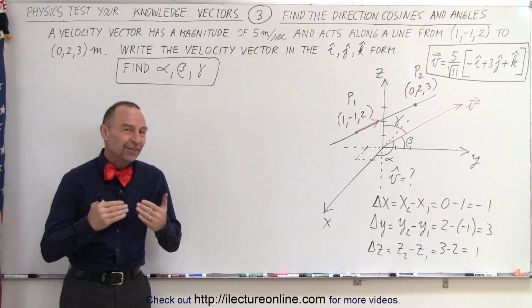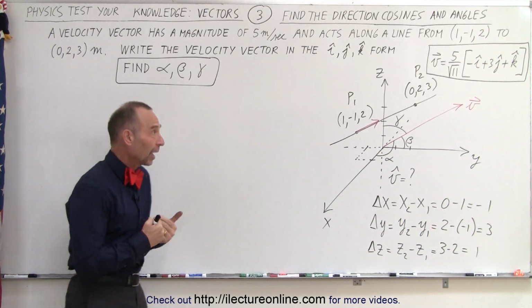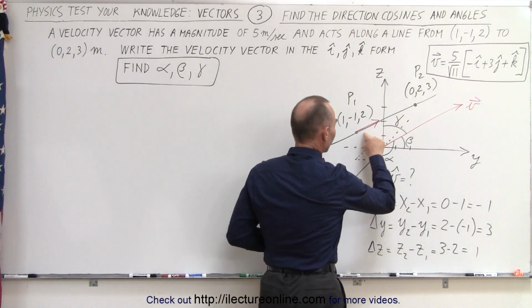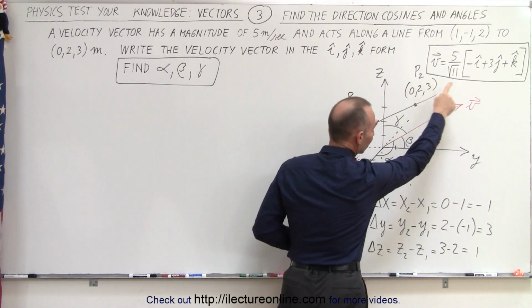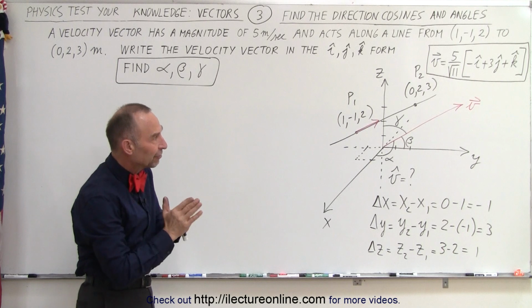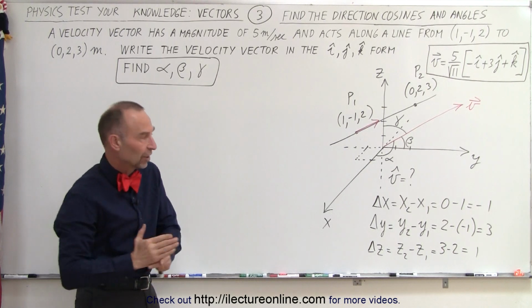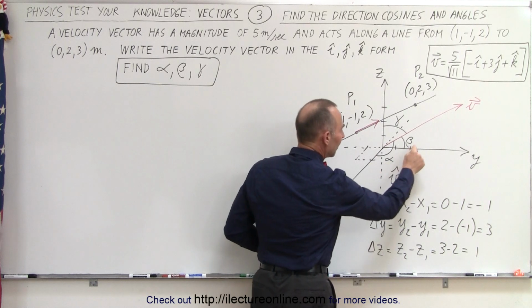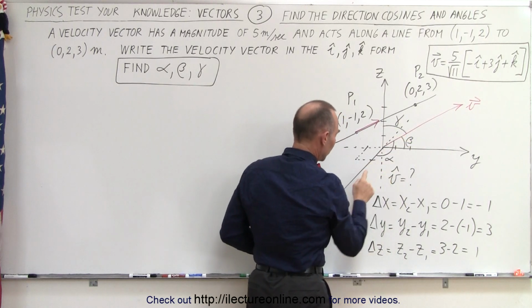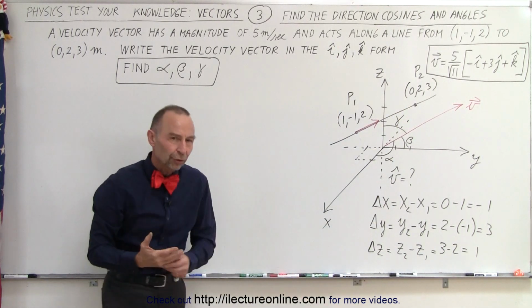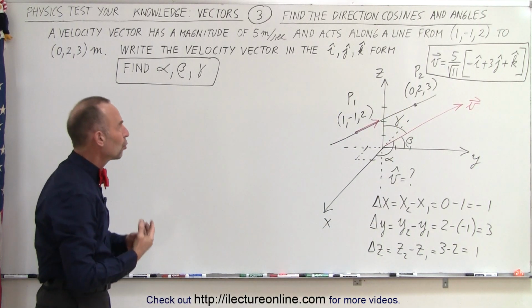Based on the previous example, the previous problem that we worked out, where we were able to find a vector that points in the same direction as the line from this point to this point, which is defined right there, we're now going to find the angles between that vector and the x, the y, and the z direction. These angles are called alpha, beta, and gamma, the three angles with respect to the x-axis, the y-axis, and the z-axis. And to do that, we're first going to find the direction cosines.